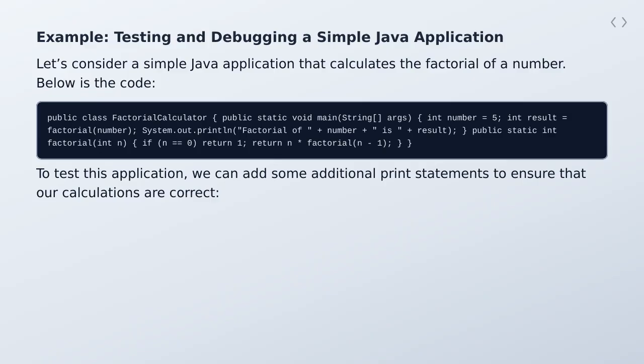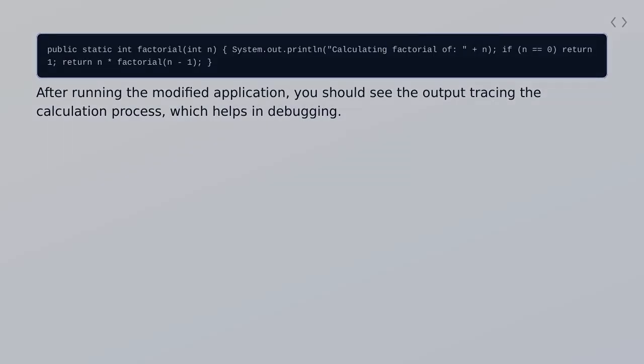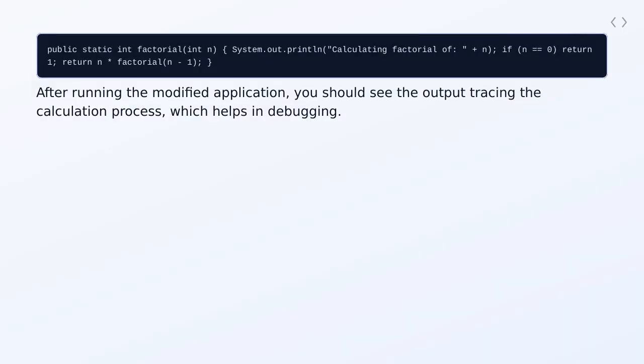To test this application, we can add some additional print statements to ensure that our calculations are correct. I'll let you read the examples on screen rather than reading every line aloud. After running the modified application, you should see the output tracing the calculation process, which helps in debugging.